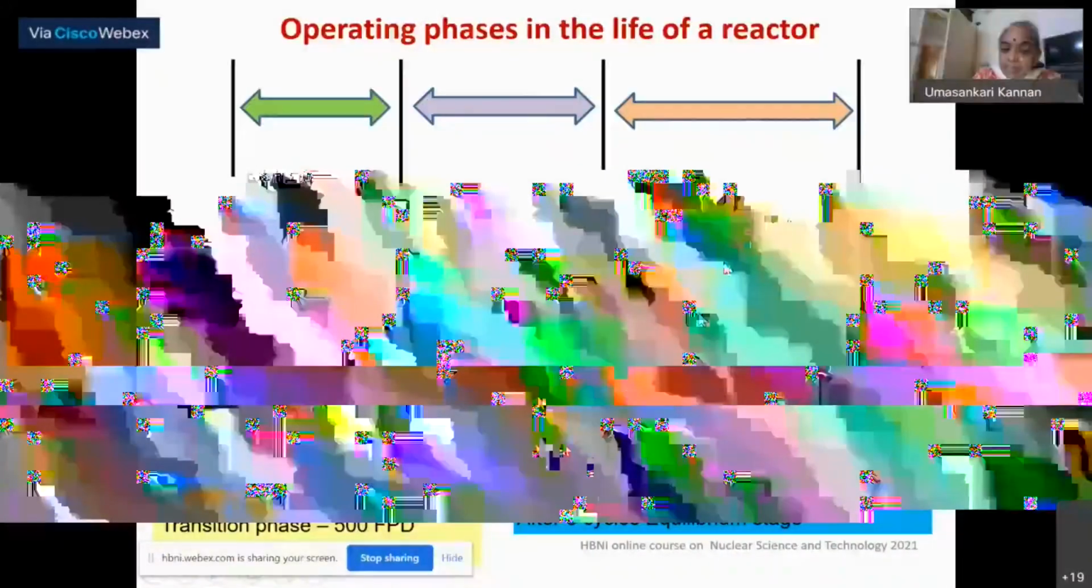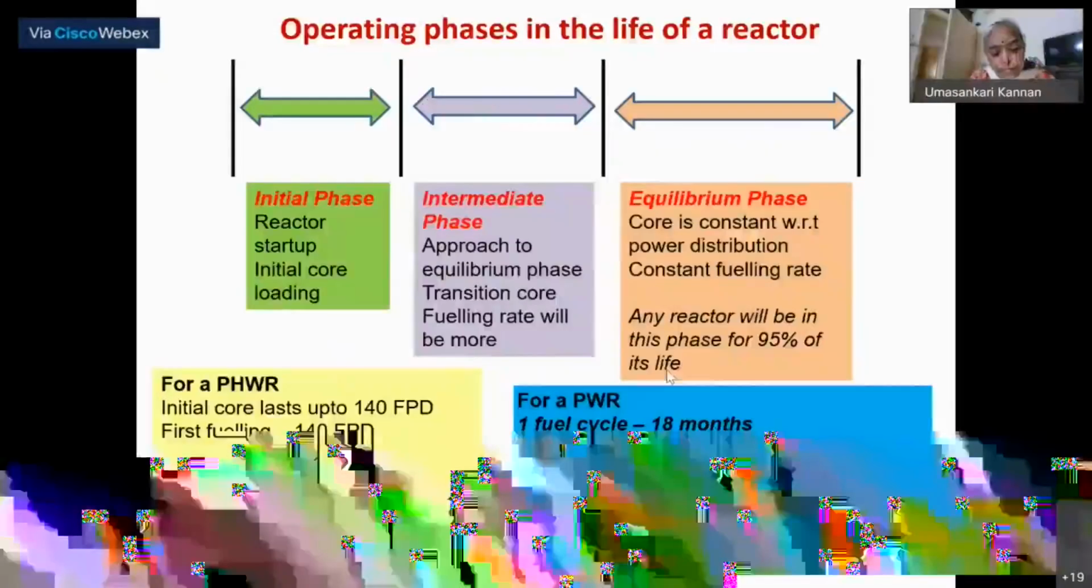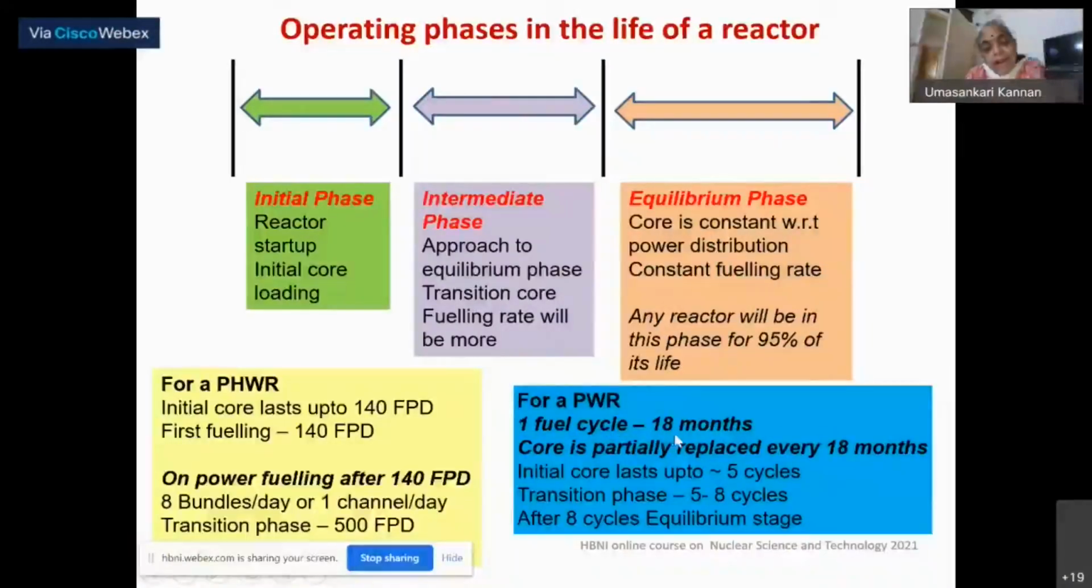Whereas in a PWR, the equation is a little different. We have a fuel cycle of about 18 months to 24 months in advanced PWRs. The core is partially replaced every 18 months. What is the meaning of fuel cycle? It means that the core is partially replaced in every 18 months. Either it's 1/3 of the core or 1/4 of the core or a number of fuel channels.